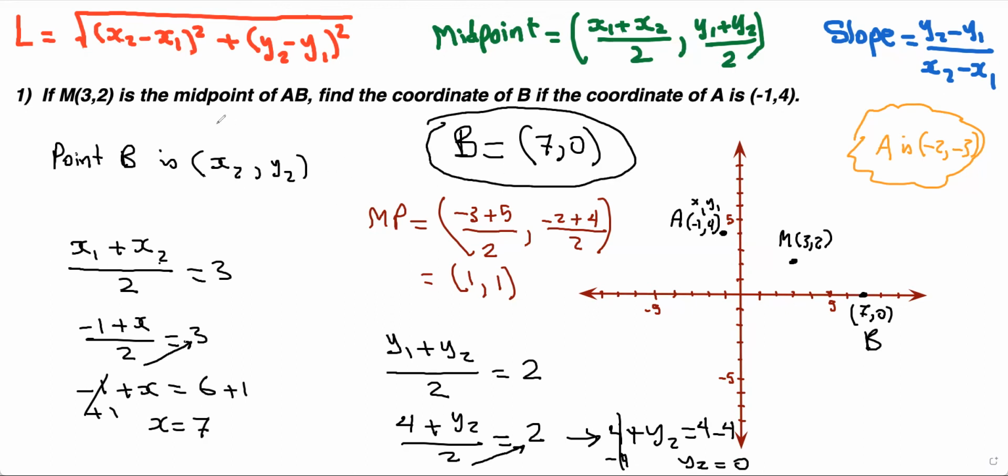Okay. Now I wrote you another one. If A is -2 and -3, so just replacing that right here, find the coordinate of B given the midpoint 3 and 2. So you could try this one on your own, okay? And we'll go to the next question.